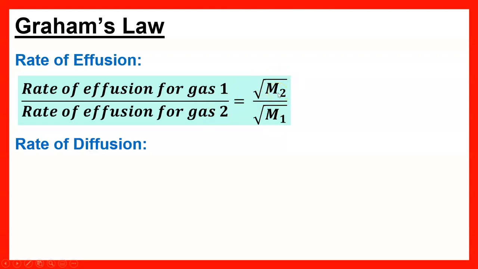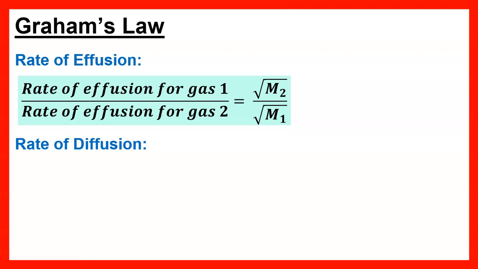But you need to look very carefully at this equation. This is gas 1 over gas 2, but over here, it's the square root of molar mass 2 over molar mass 1. Be very, very, very careful about that.